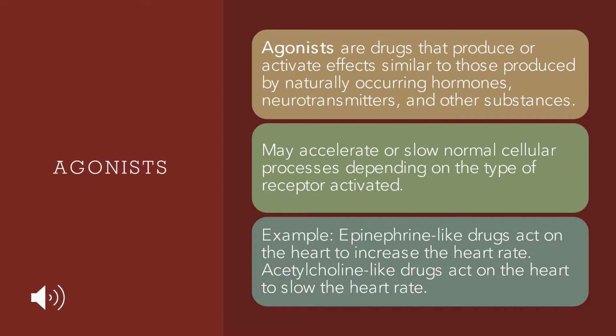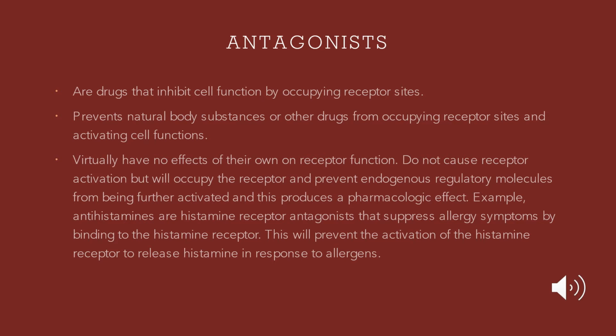For example, epinephrine-like drugs act on the heart to increase the heart rate, and acetylcholine-like drugs act on the heart to slow the heart rate. Both are agonists. Antagonists are drugs that inhibit cell function by occupying receptor sites. This strategy prevents natural body substances or other drugs from occupying the receptor sites and activating cell functions. Basically, antagonists have virtually no effects on their own on receptor function.